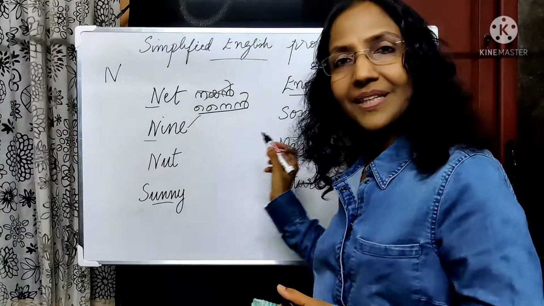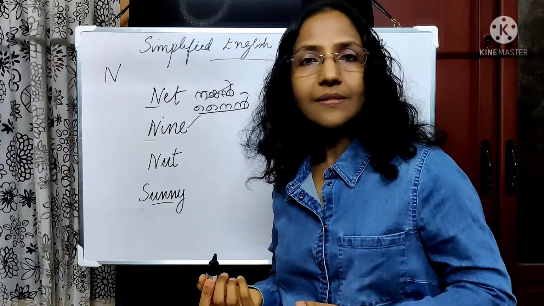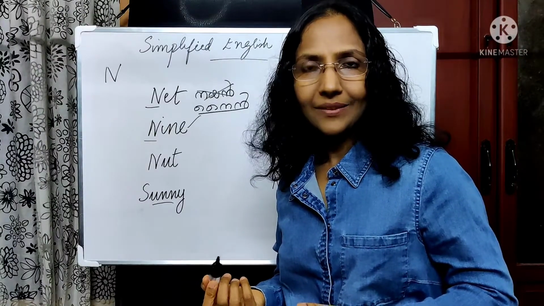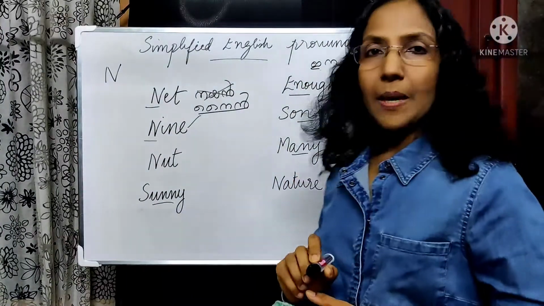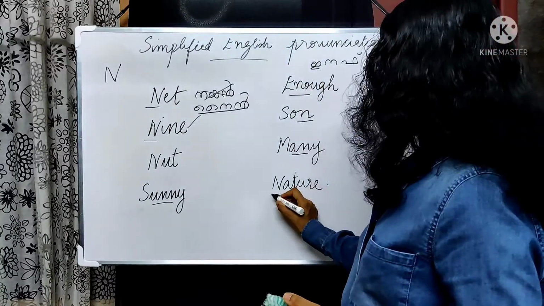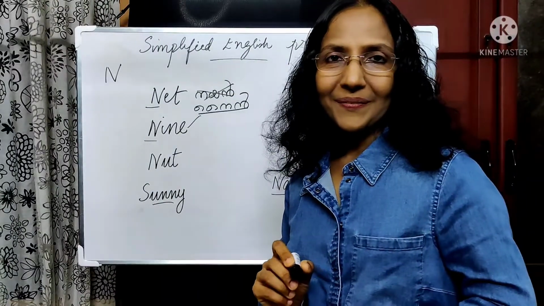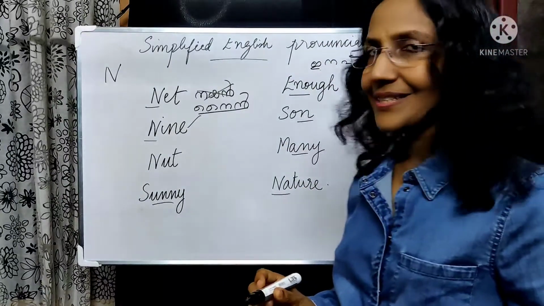Now over to this. How do we pronounce this? Usually we pronounce it wrongly, but it's sun. Okay, sun. Again here, it's many. That's a simple word, many. Again, this one, nature. That's also a simple word for us, nature.